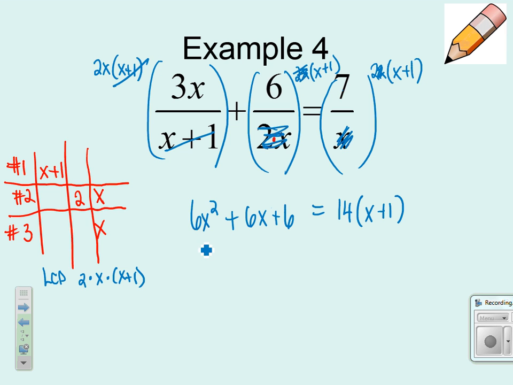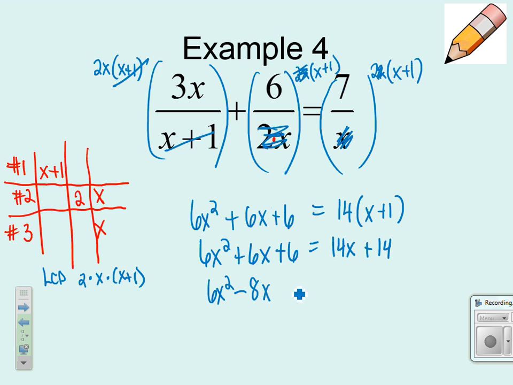I'm going to multiply that through: 14x plus 14. Now I'm going to get everything on one side again because I have an x squared. Subtract the 14x, and I get 6x squared minus 8x. Subtract the 14, and I get negative 8 equals 0. Awesome. Now I'm going to factor this. Looks like I can take out a 2, so I take out a 2, and I have 3x squared minus 4x minus 4.